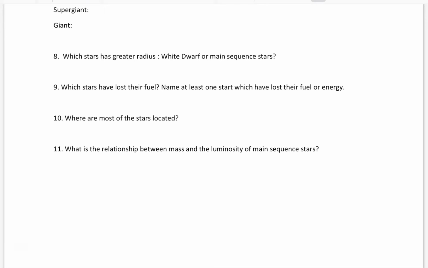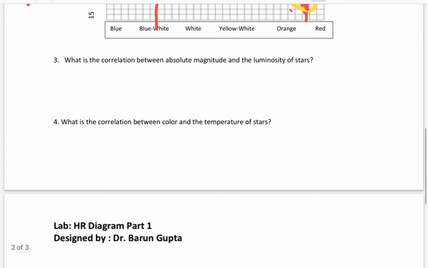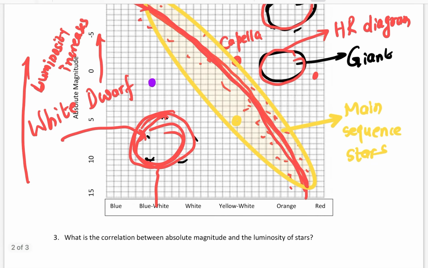Now, which star has greater radius, white dwarf or main sequence? Okay, so if you look at this is the main sequence star here, and this is the white dwarf star here. So the radius of the main sequence star is much greater than the white dwarf star. If you look at the mass of the sun and the white dwarf, it should be about the same. But the radius of the sun is much greater than the white dwarf. Okay.